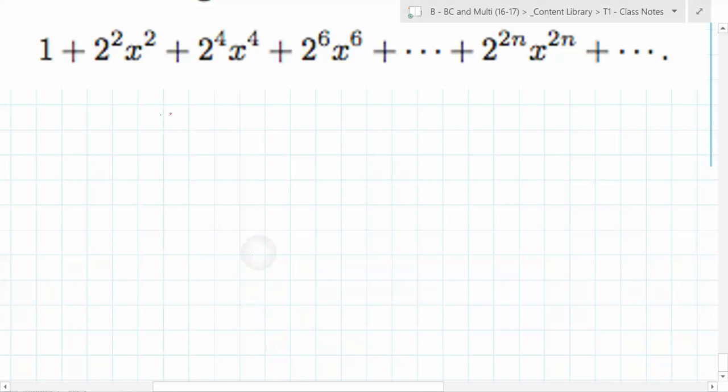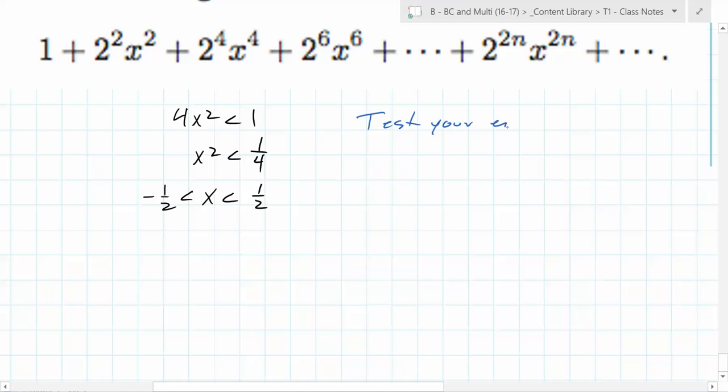So yes, you end up figuring out you should get 4x squared is less than 1, so x squared is less than 1/4. What does that mean? x is between negative a half and a half. But then you have to test your endpoints. So how do you test them? You plug it into the original equation. x is equal to negative a half. What happens when you plug in negative a half into this?